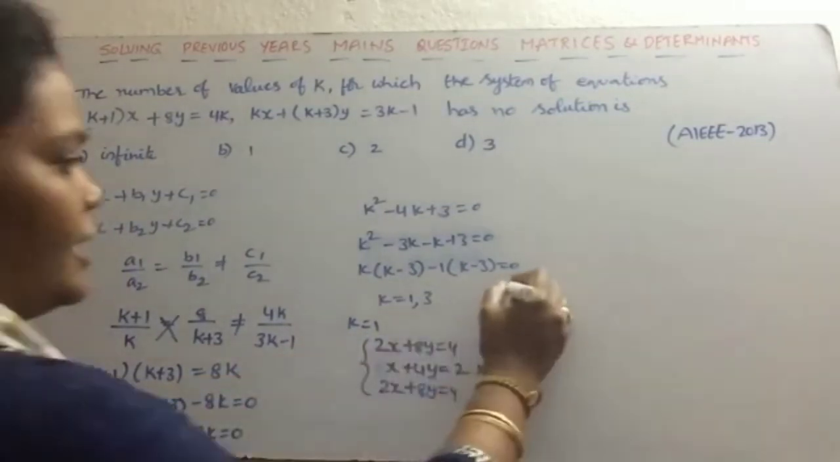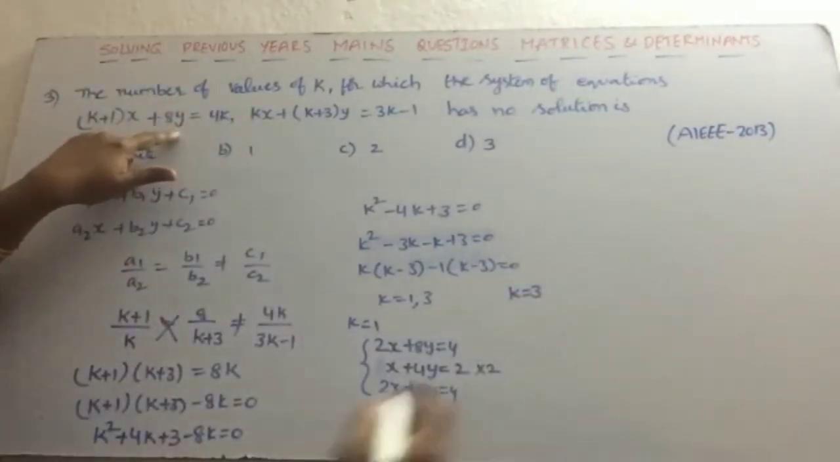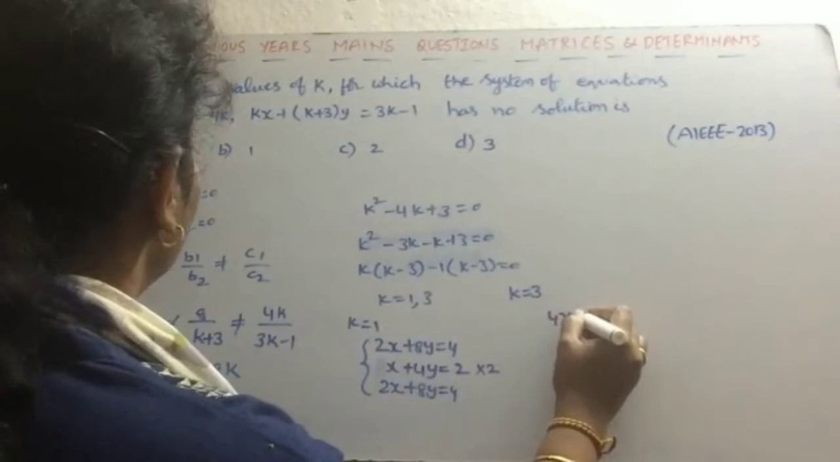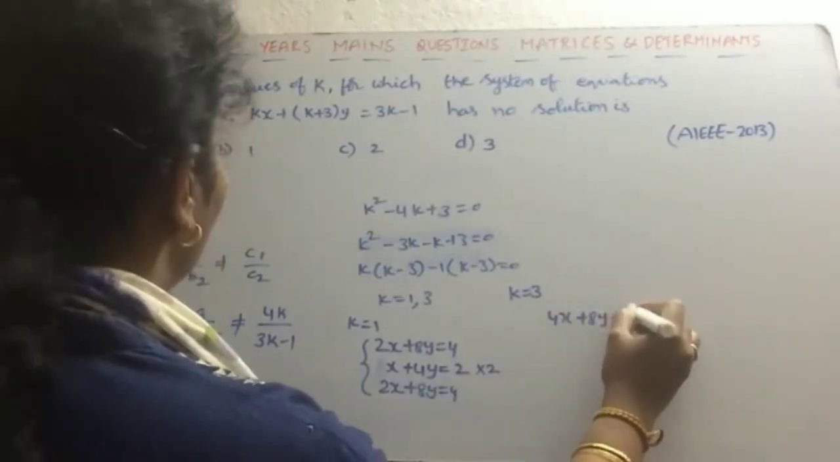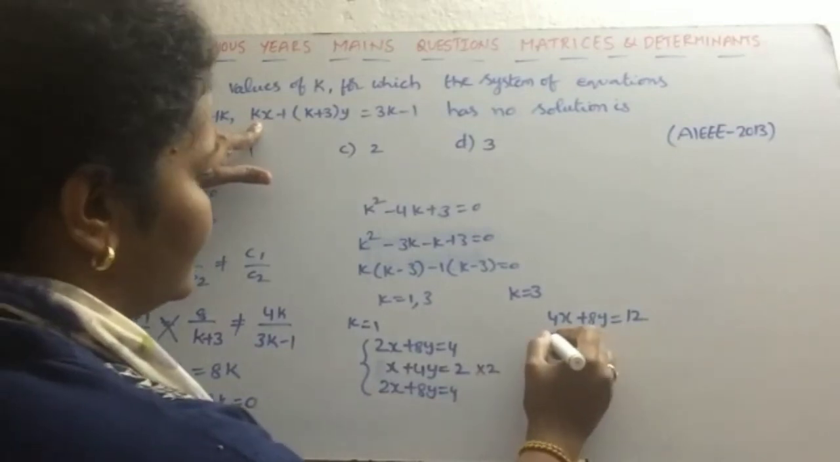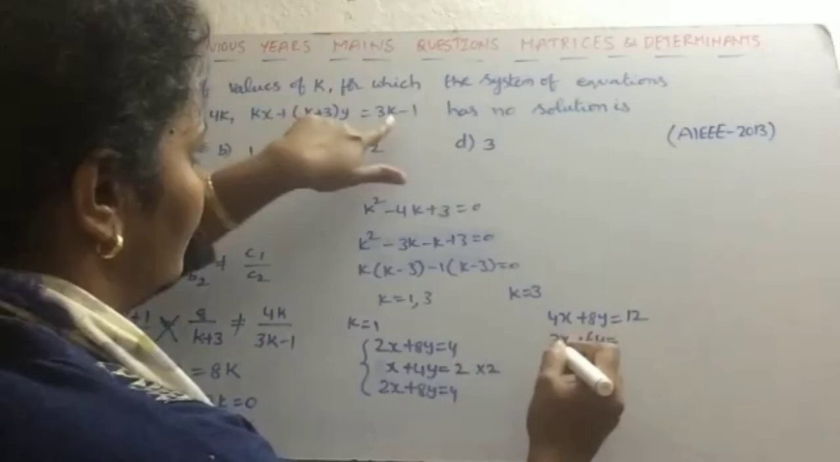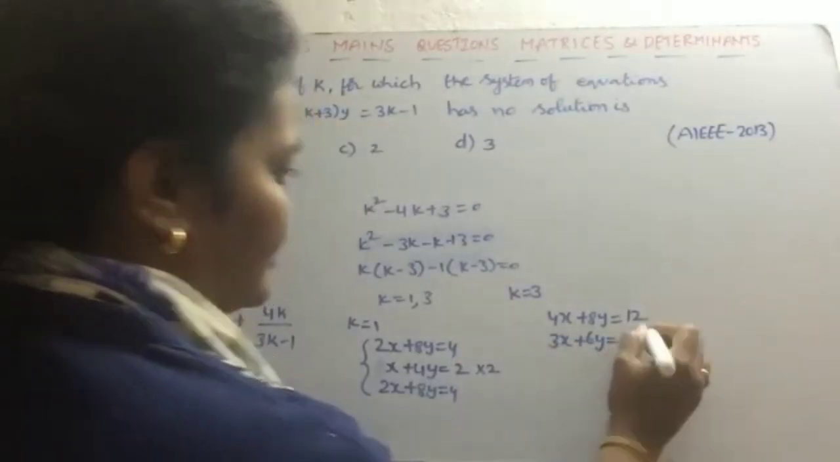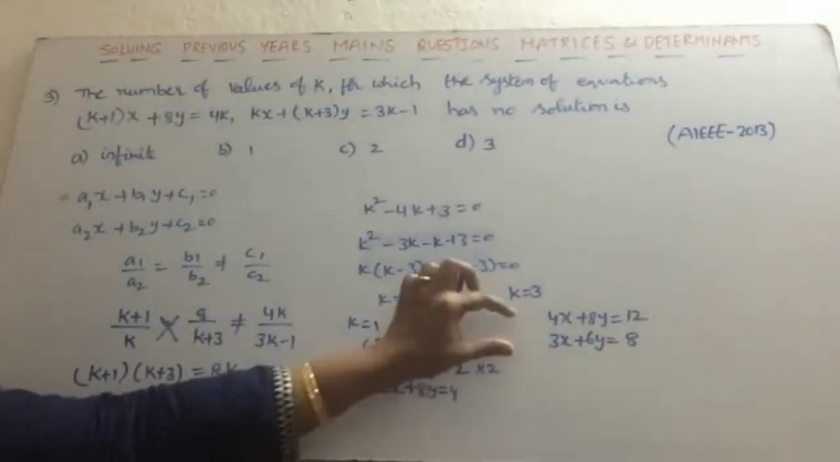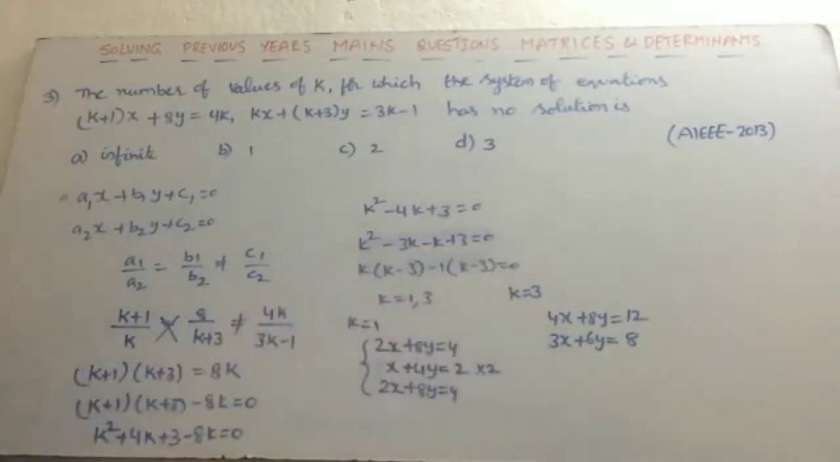Suppose we take k equal to 3. I will substitute k equal to 3 in the first equation. Then we will get 4x plus 8y is equal to 12. And from the second equation, we will get 3x plus 6y is equal to 8. Now we will check whether these two equations have solutions.